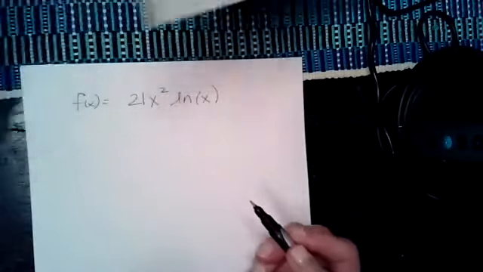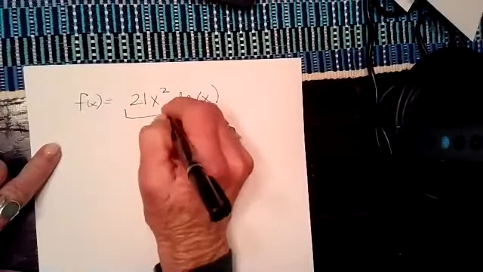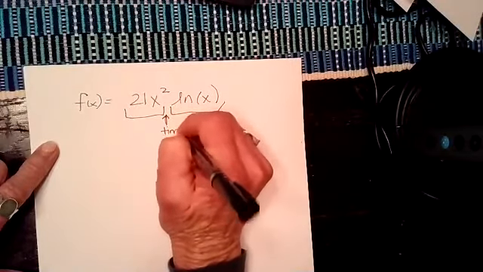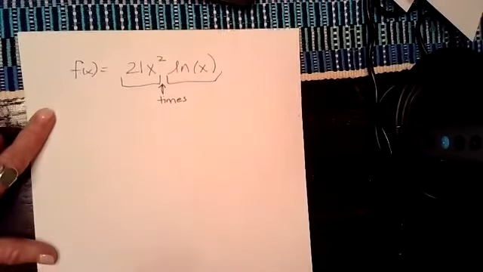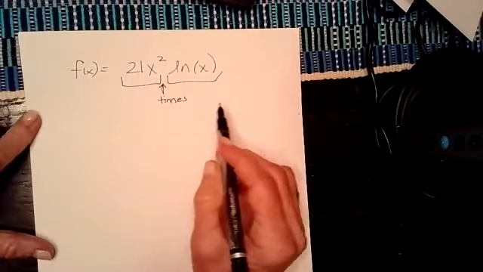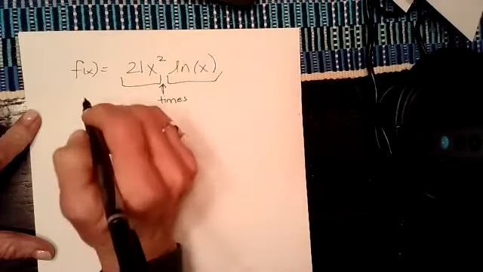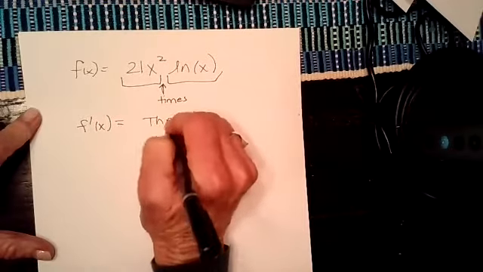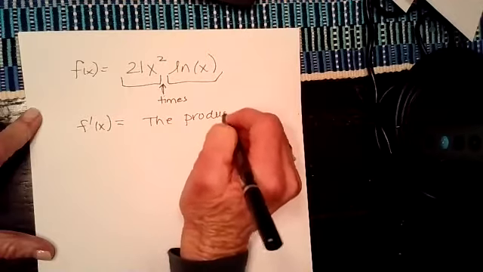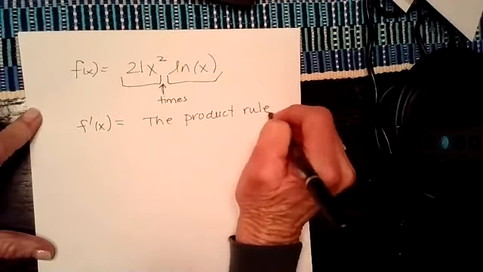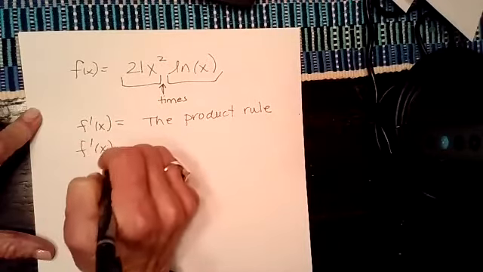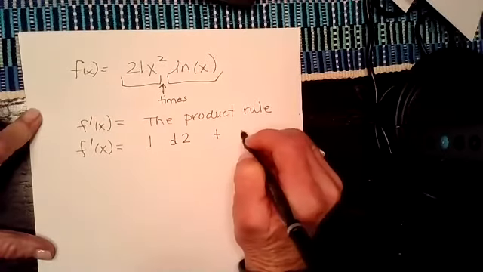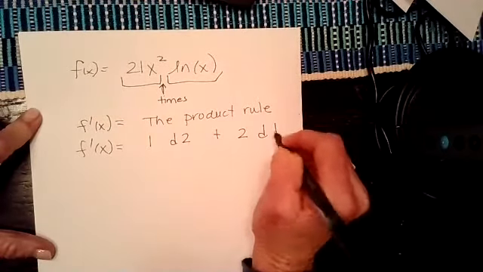Okay, but now we're in a situation where I have 21x squared times the ln of x. And when I have two functions multiplied together, we learned on the last test, then to take the derivative, we have to use the product rule. So f prime of x is the first function times the derivative of the second plus the second function times the derivative of the first.